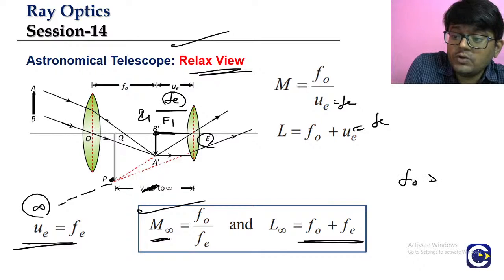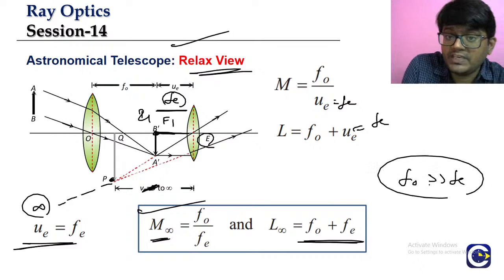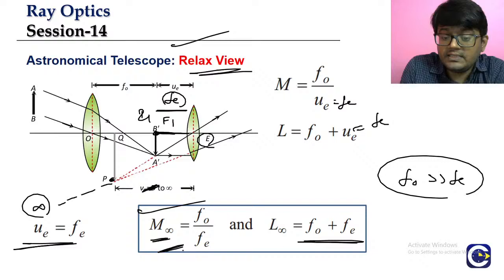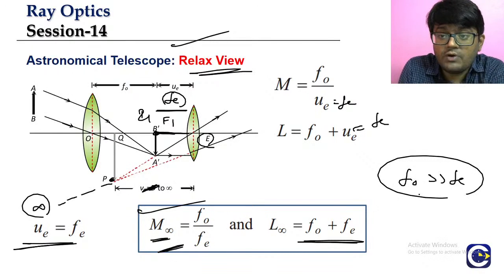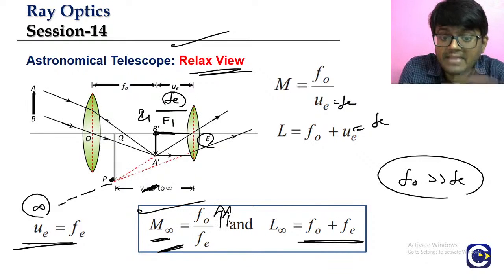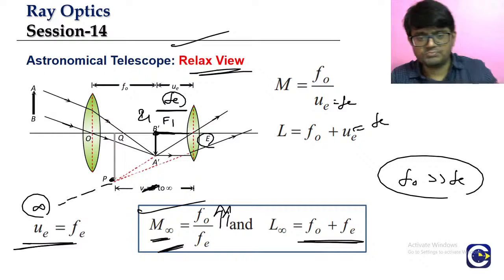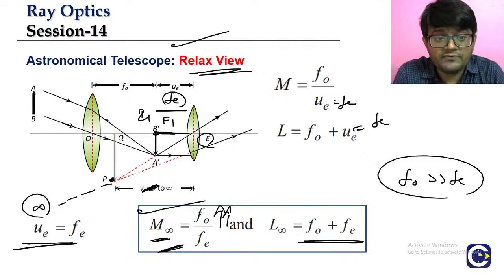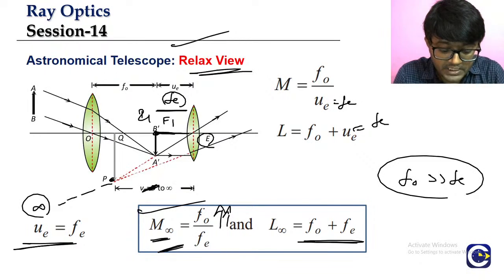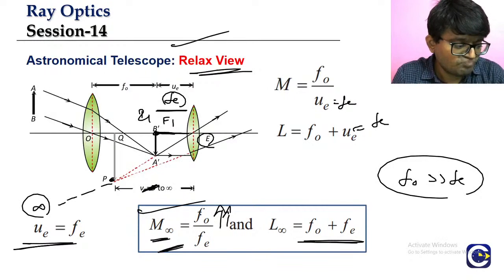The FO value should be very, very high in comparison to FE. Now you can understand. Look at this magnification. If you have FO very, very high in comparison to FE, what are we going to get? The magnifying power value will be high. So this is about the magnifying power for the astronomical telescope in the relaxed view arrangement.